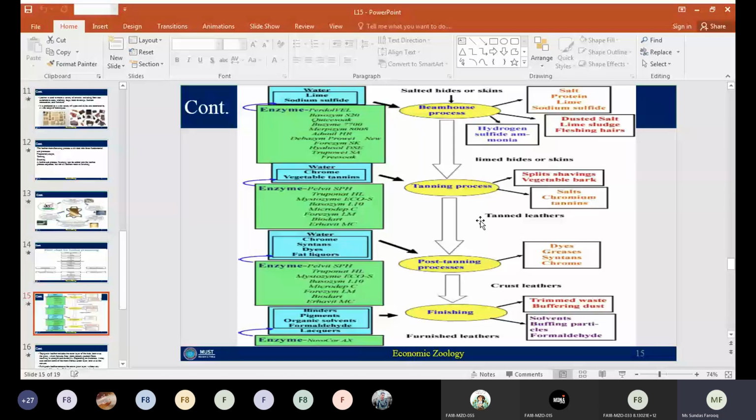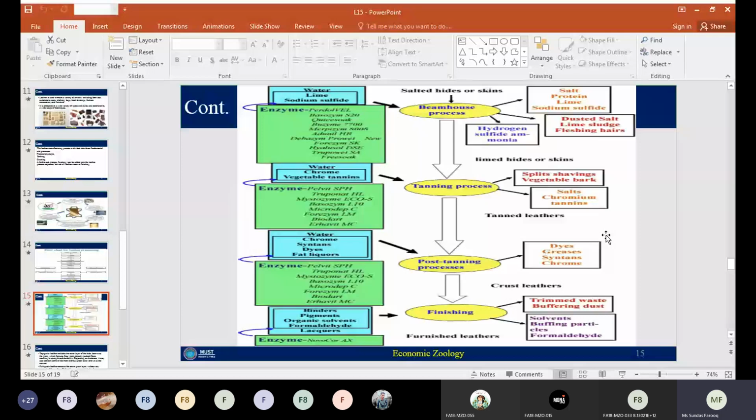And from the tanned leather we have the post-tanning process, which involves different types of dyes, different types of greases, and syntan chrome. It means from the tanning process we have a product that is called post-tanned leather, and that post-tanned leather will undergo different types of treatment that can have different kinds of properties.